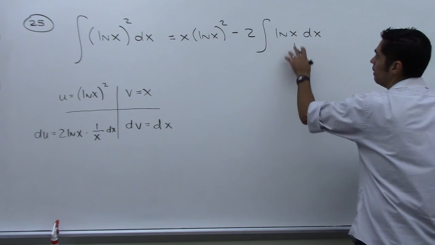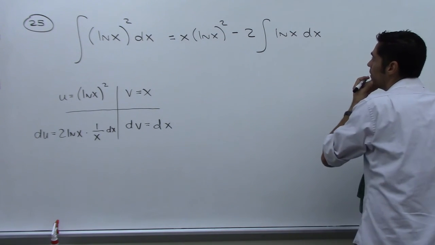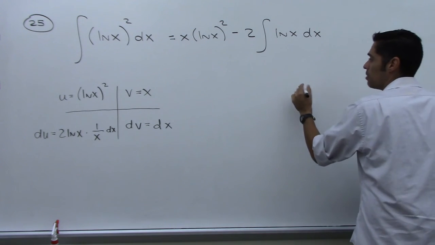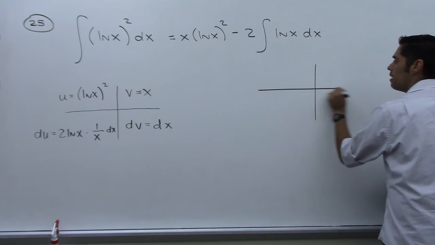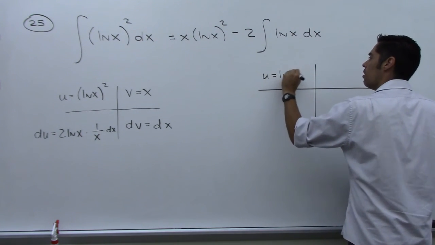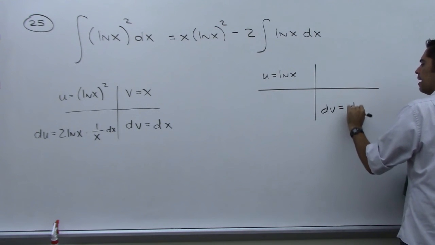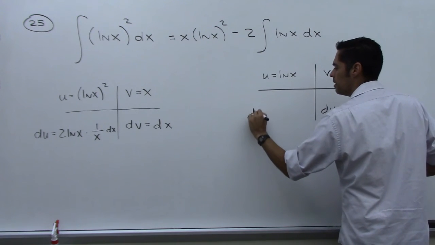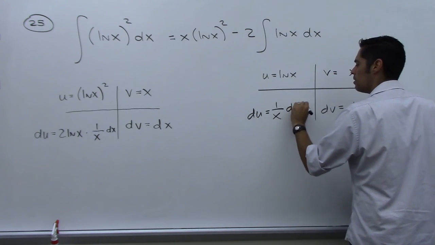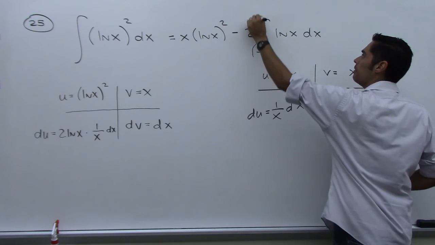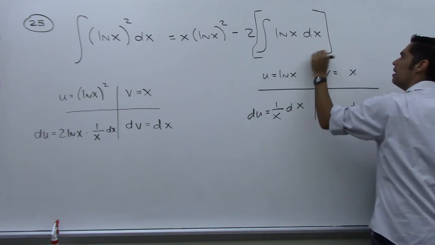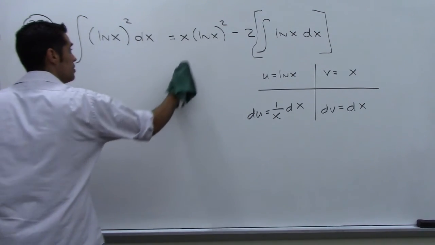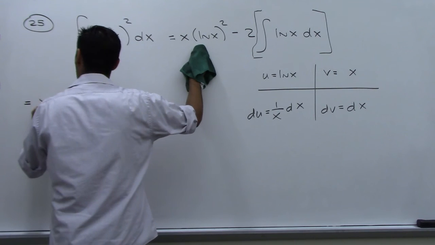So now we need to try and integrate natural log of x, but we don't have a formula for that. So what we're going to do is just repeat the integration by parts. So we'll set up u is equal to natural log x, dv is dx. We'll integrate from here to get x. We'll differentiate here, du is 1 over x dx. And so this integral right here, everything I have in here, is going to be a brand new integration by parts. It'll be another uv minus integral v du, so let's rewrite what we first had from the first integration by parts.